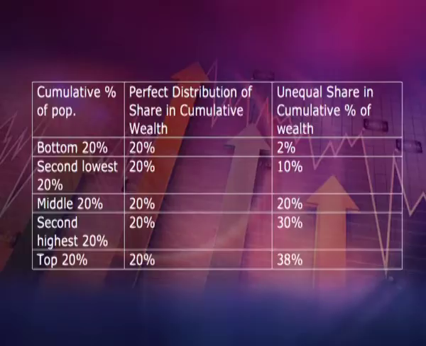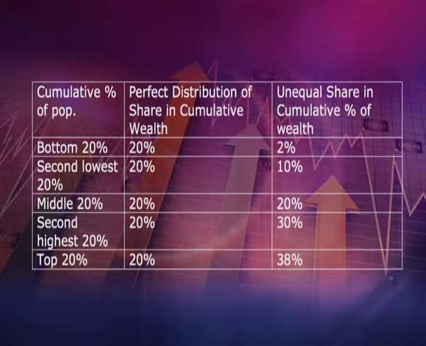The Lorenz curve was given by American economist Max O. Lorenz in 1905 for measuring inequality of wealth. The Gini coefficient, sometimes termed the Gini ratio also, was given by Italian statistician Corrado Gini in 1912. Look at the table here. It shows perfect distribution of share in cumulative wealth in one section of the population, whereas for another section of the population it shows unequal share in cumulative percentage of wealth.